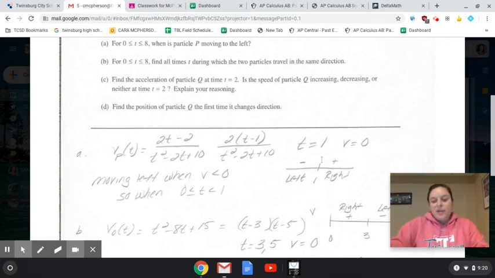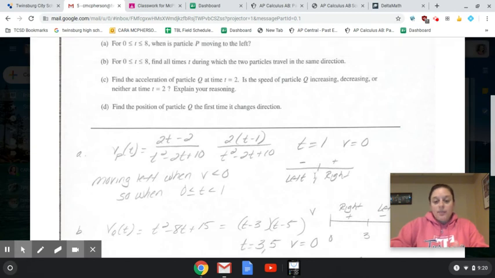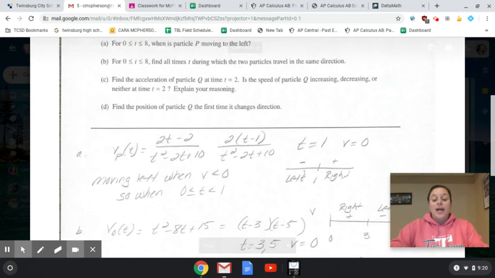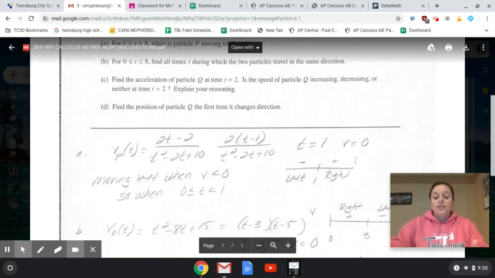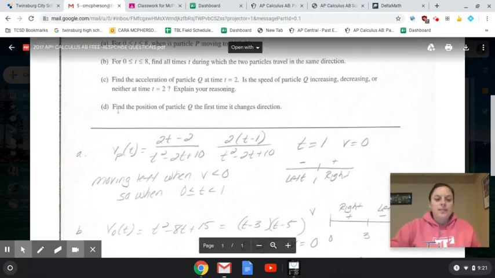To determine which, I made a little number line here, so I'll explain what I wrote. I know 1 is my tipping point, my changing point. If I look prior to 1, so if I put in a half or 0, I get a negative velocity. That tells me the direction is left. And if I put in a number bigger than 1, like 2 or 3, I get a positive velocity. It tells me it's moving right. This is very similar to what we do with increasing and decreasing. So since it is a negative velocity before 1, we would say that it's moving left from 0 to 1. We're only working with times that go from 0 to 8.